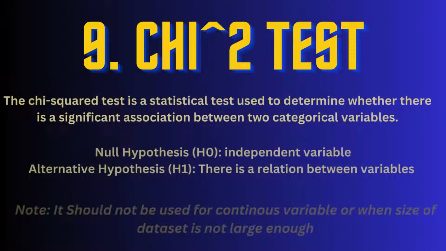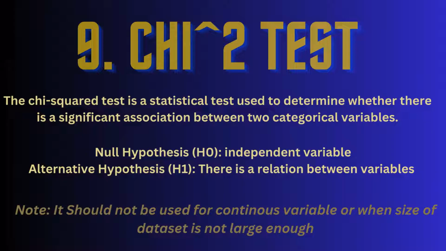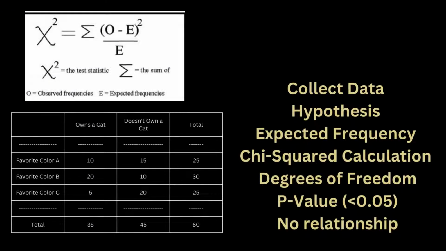The next test is the chi-square test. The chi-square test is a statistical test used to determine whether there is a significant association between two categorical variables. So one thing to be noted here, it is only used for categorical variables. It is based on the difference between expected and observed frequencies in a contingency table. Let's try to understand this with an example.